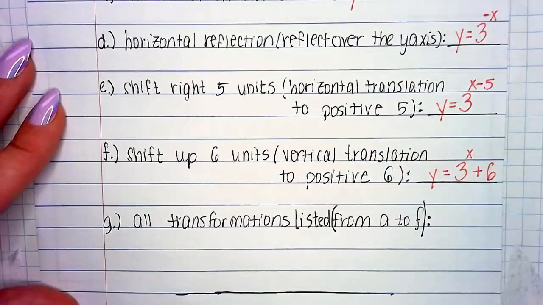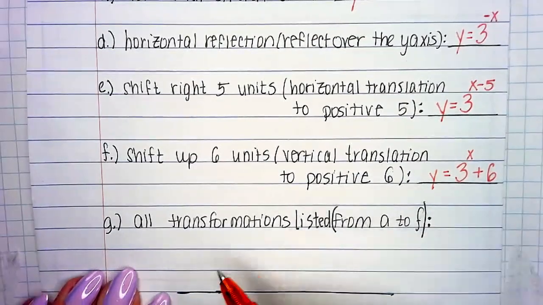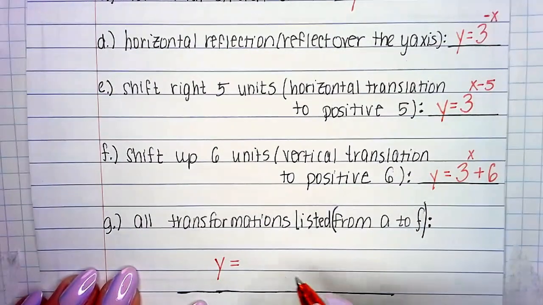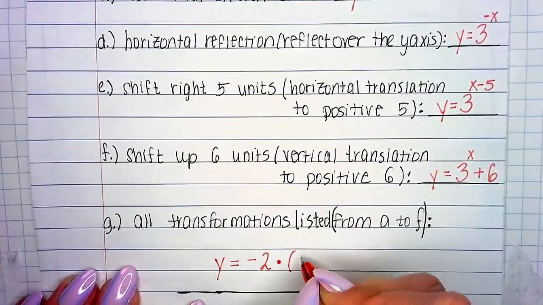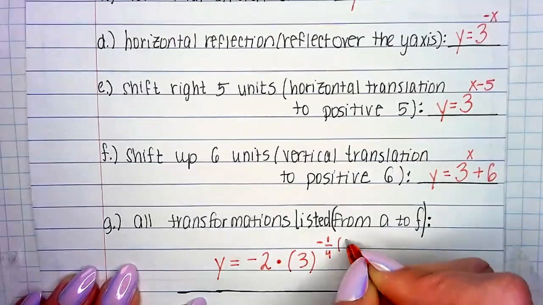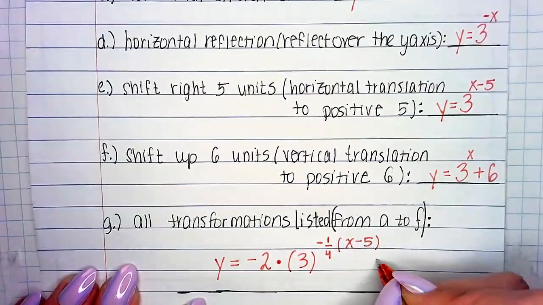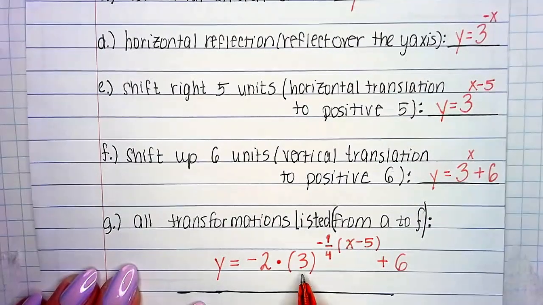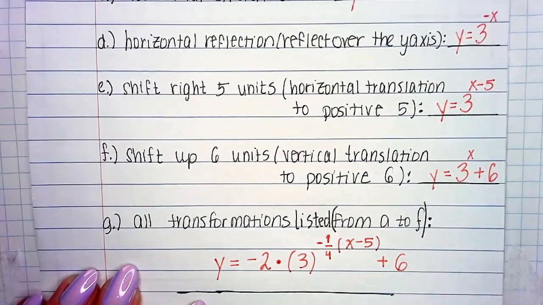How about if I wanted to come up with an equation or a function that used all the transformations listed from A to F? If we were putting them all together, how would that look? Negative 2 times 3 raised to the negative 1/4 times the quantity of x minus 5, plus 6.